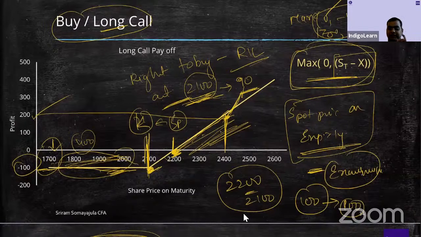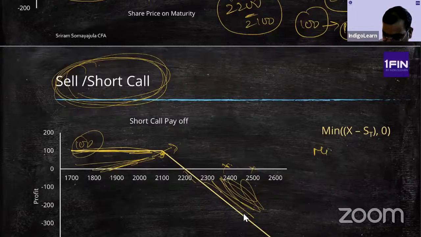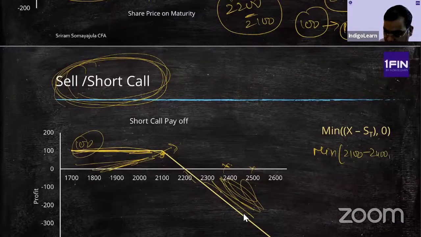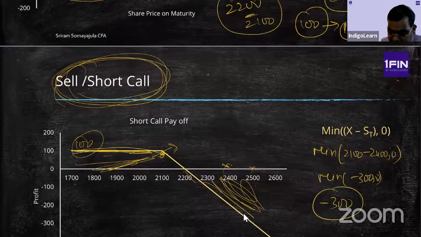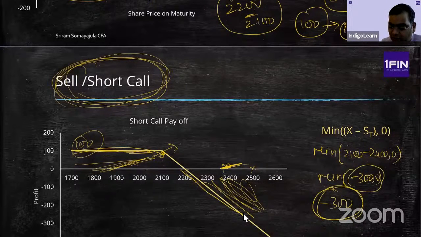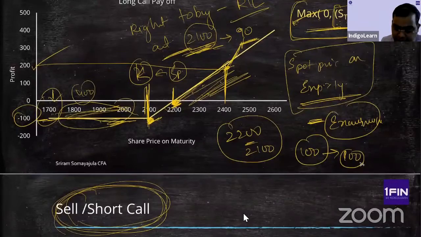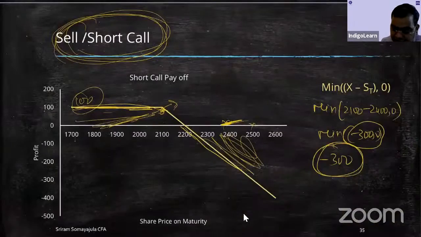Also note one more thing, friends. In case of buy call or buy put, it is a max. Sell call or sell put is min. So this is minimum of X, the strike price 2,100 minus the spot. Spot is 2,400, so minimum of minus 300, 0. So you'll get minus 300. You are making a loss. When you have sold a call, if the price keeps increasing, you are going to make a loss, right? That is what is given by this formula. So as I said, buy is always max and sell is always min.